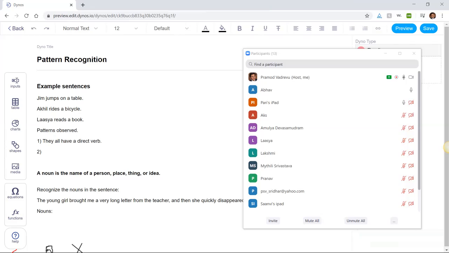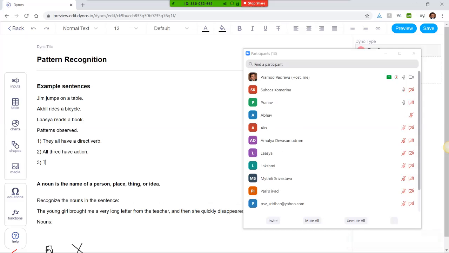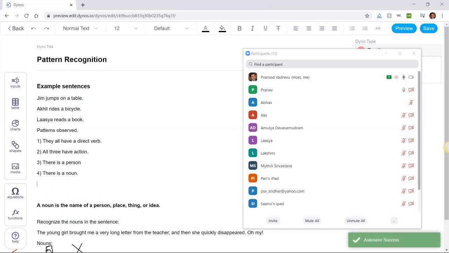Sanvi, are you able to follow? There is an action in all three. There's an action, there's a noun. There's a person in all of them. There is a noun, okay? So you have a direct verb.